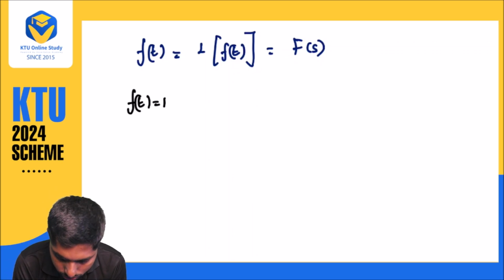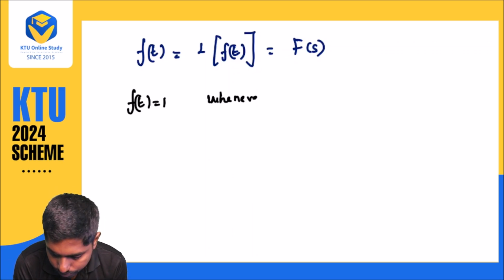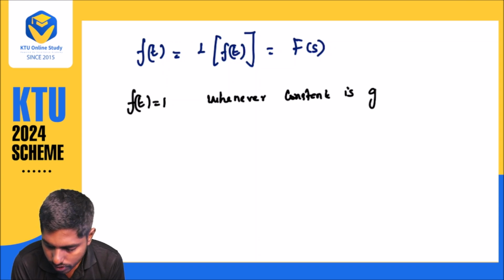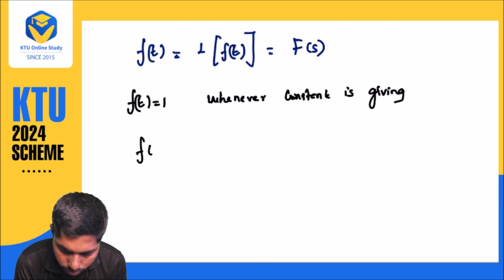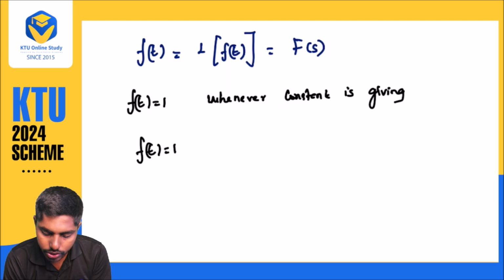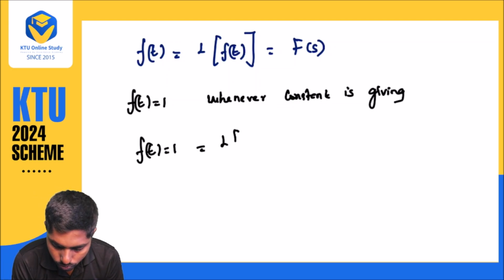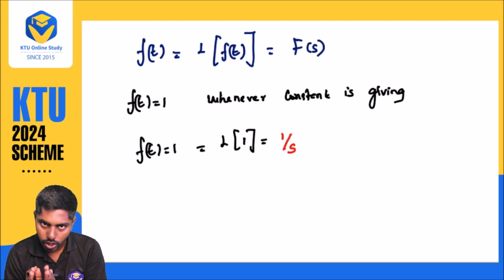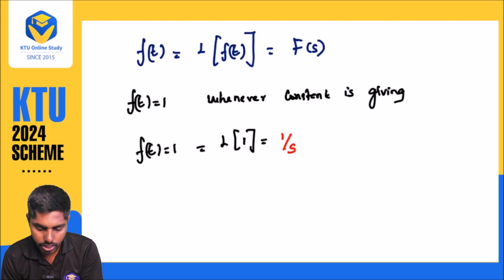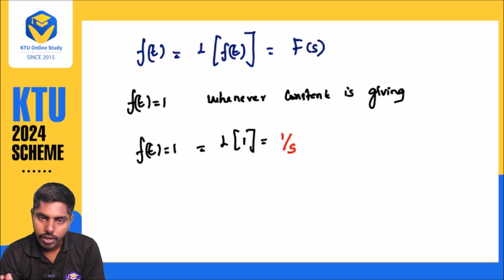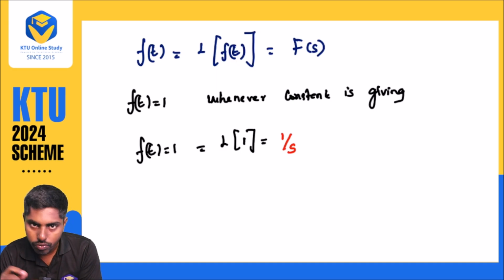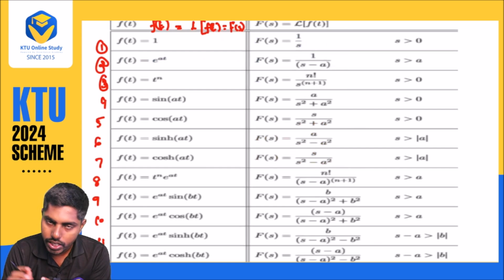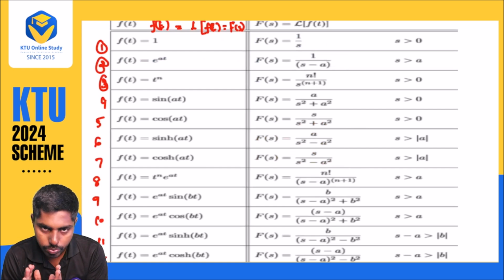So whenever a constant is given, what is the formula? f of t is equal to 1. We are converting t into x form. So L of 1 is equal to what? It will become 1 divided by x. Very simple, only 1 divided by x. f of t is equal to 1 means we will get 1 divided by x as the Laplace transform. That is formula number 1. Whenever f of t is 1, it is 1 by x. You should be very careful.